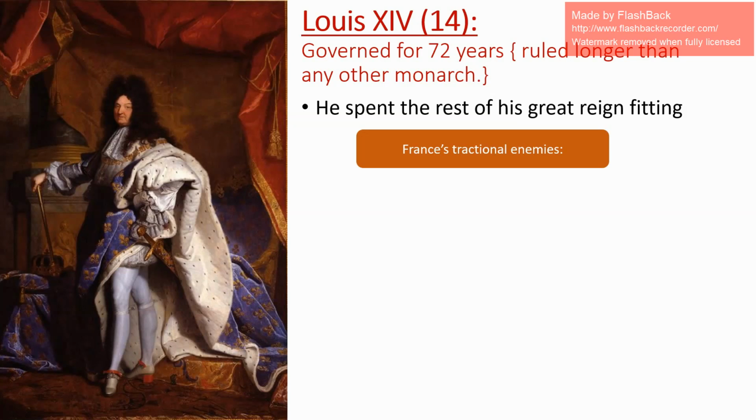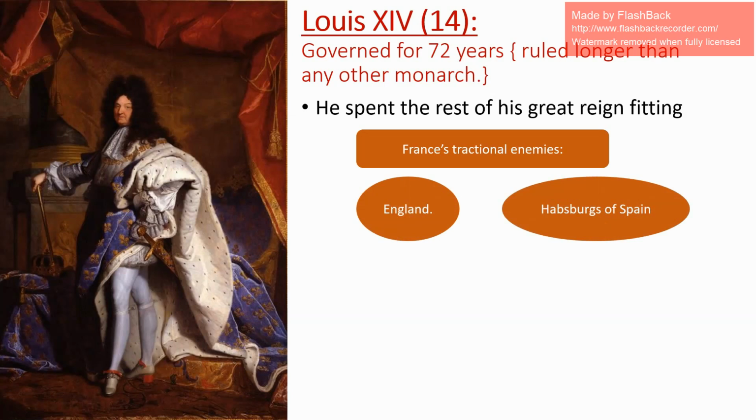He ruled longer than any other monarch. No monarch ever ruled as long as he did. No one ruled his land as an absolute monarch for 72 years except Louis XIV. He spent the rest of his great reign fighting, and some historians say this was the reason for the end of his great reign. He fought whom? France at that time fought her two traditional enemies: England and the Habsburgs of Spain. So the two traditional enemies for France, and especially for Louis XIV, were England and the British people, and the Habsburgs of Spain, the Spanish people.